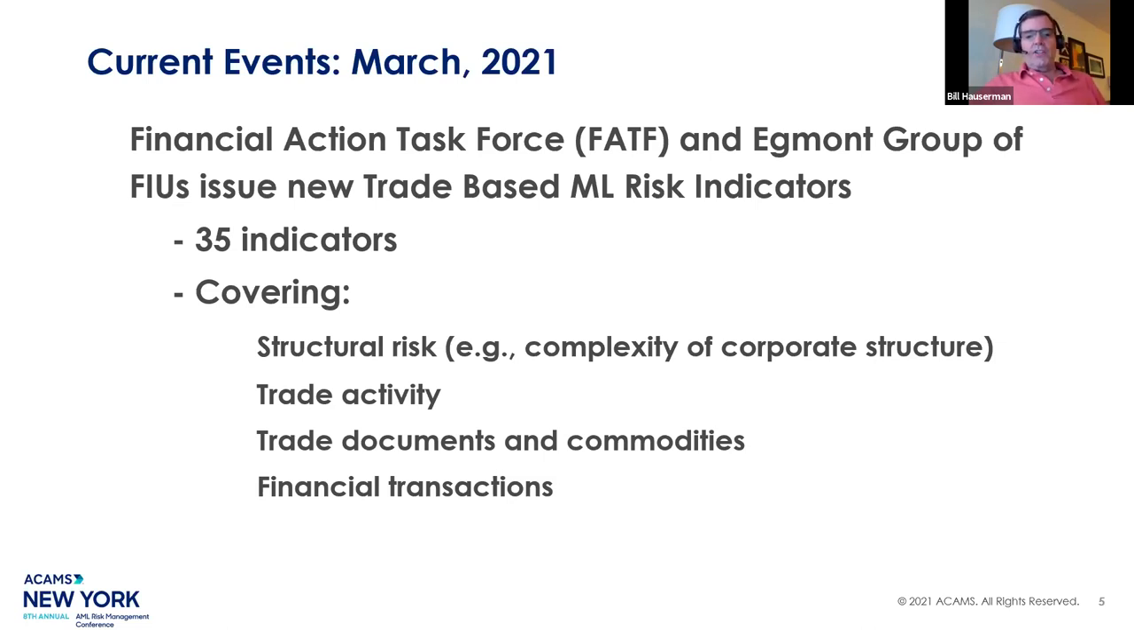Well, they covered such diverse areas as structural risk, which was the complexity of corporate structures of companies, and then the people who run those companies. It was trade activity. Now you're down to the manifest level of trade, trade documents and commodities. I mean, it says there's bananas in this box. Turns out there's Uzis. And it's so difficult with the volumes to find that out. And then there's the financial transaction monitoring, which Mark and Priyank were just talking about.